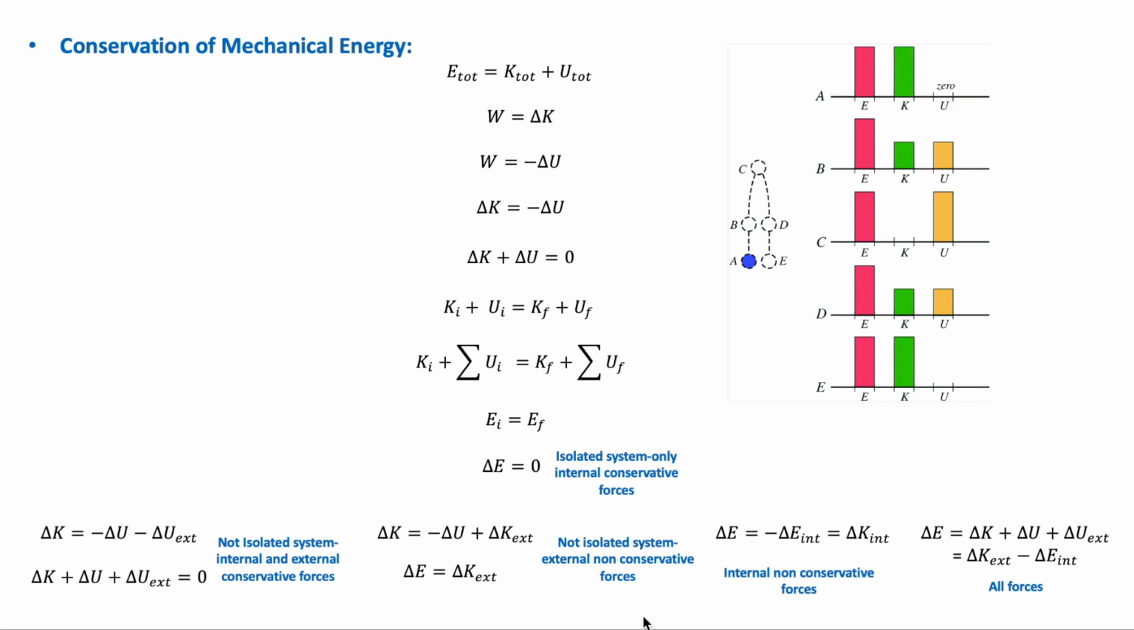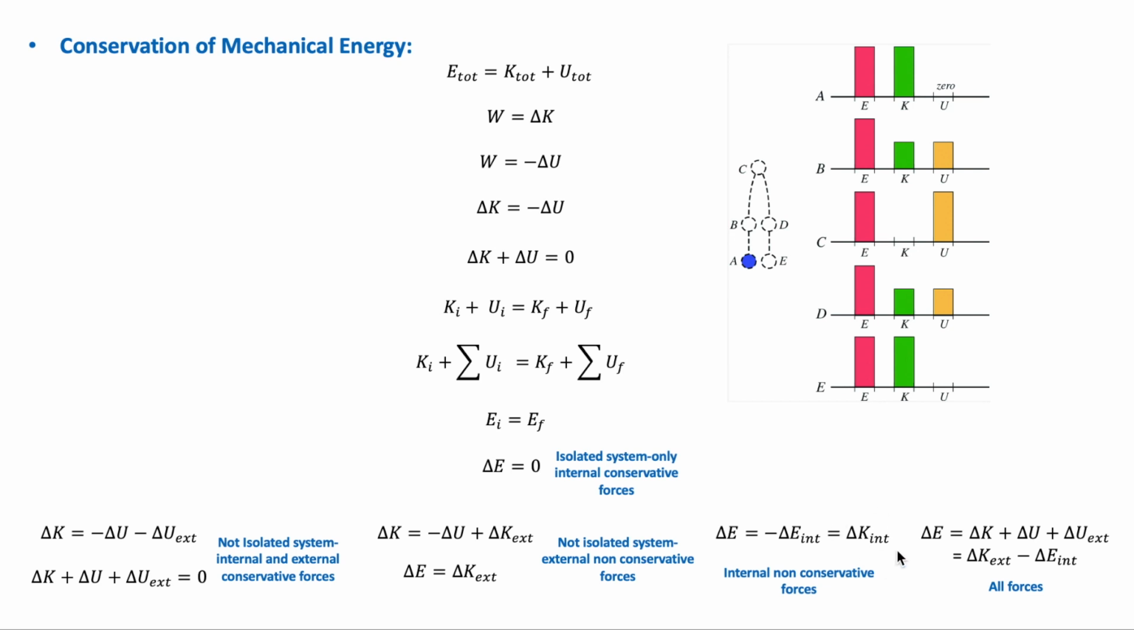So in solving problems, you are free to choose the system. So suppose you have a block sliding on a surface and you choose the system as only the block, then friction will be an external non-conservative force, okay? And you apply this equation. But suppose you consider the system as both the block and the surface, then in that case, friction will be an internal non-conservative force and you apply this equation. So this is the change in the kinetic energy of the system due to an internal non-conservative force, okay?